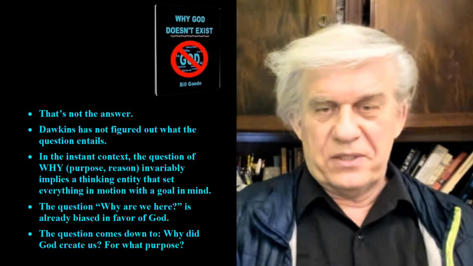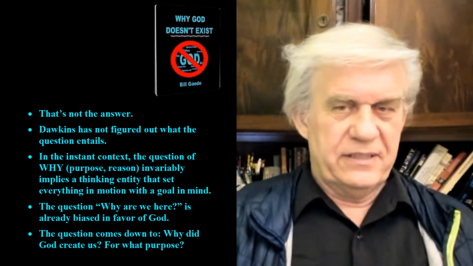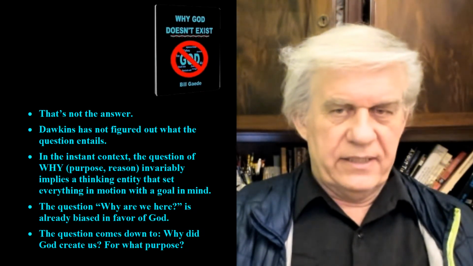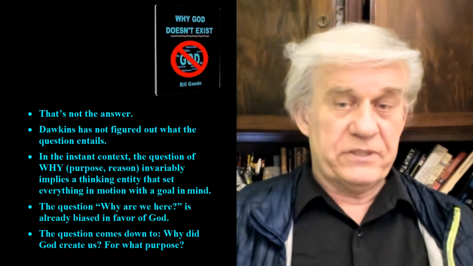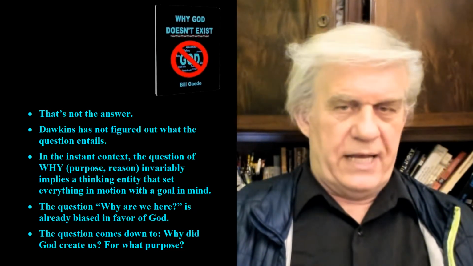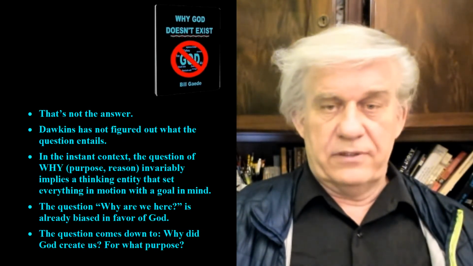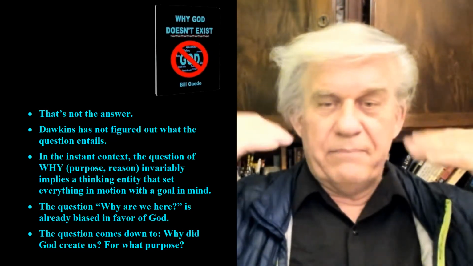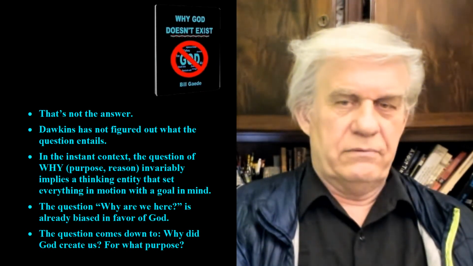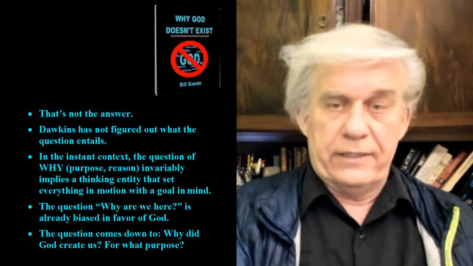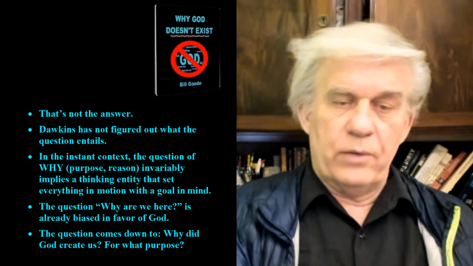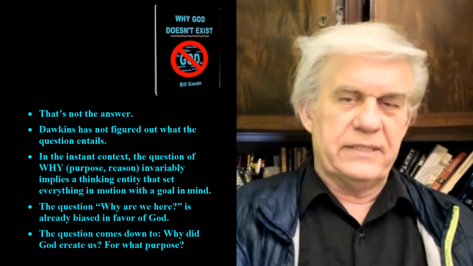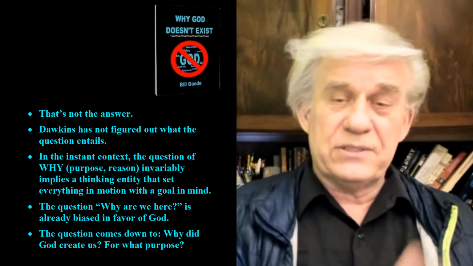So whenever you ask the question, why are we here? It turns out it's one of the questions that you'll find under physics, which shouldn't be there, because why are we here is a question of philosophy. It's a question of purpose and reason. And it already implies a creator, for lack of a word, an intelligence, whatever you want to call it. Okay? It involves that someone had a goal in mind for humanity, for the universe, for whatever matter. The question, why are we here, is already biased in favor of God. It already embodies intelligence.